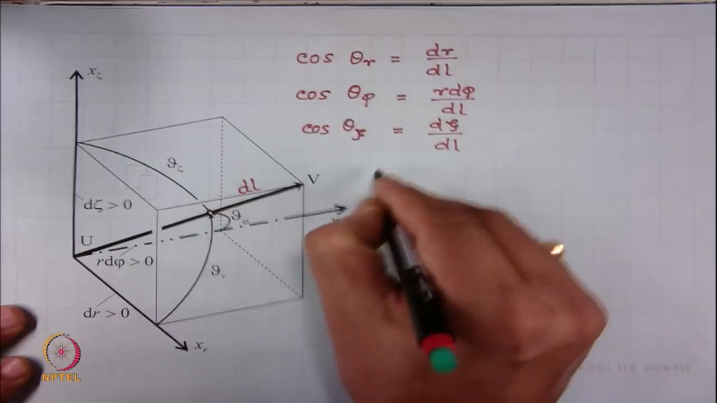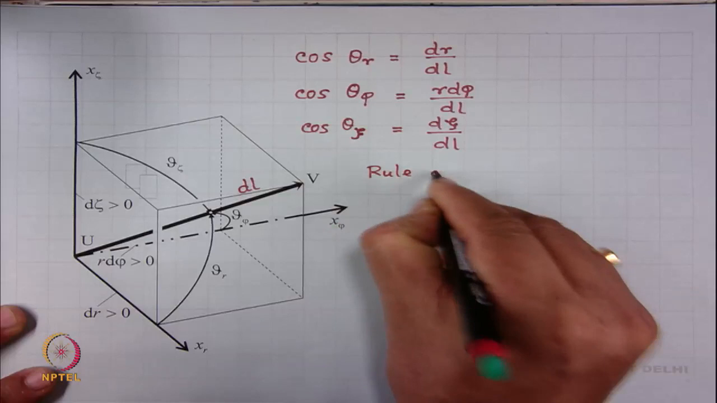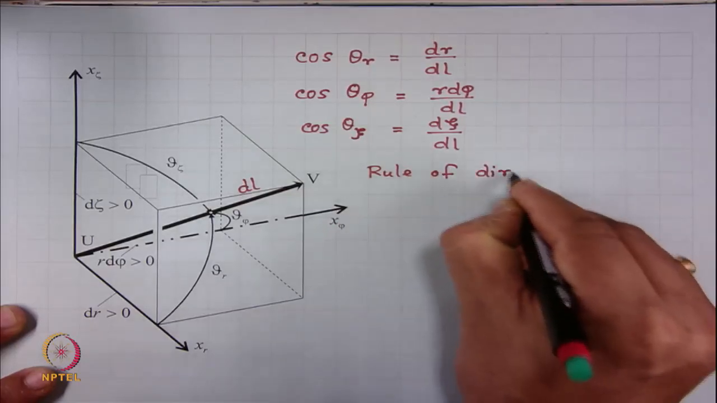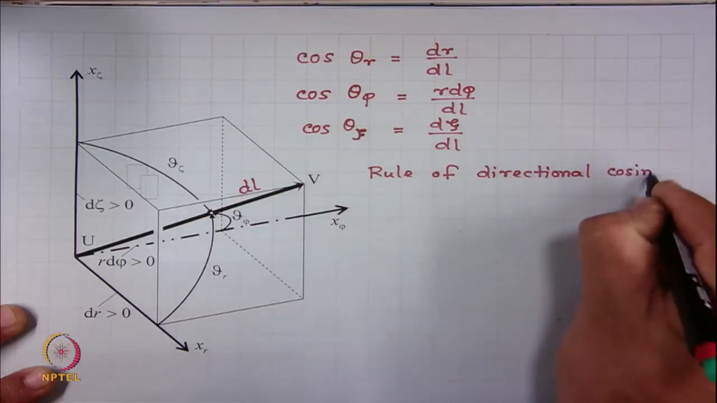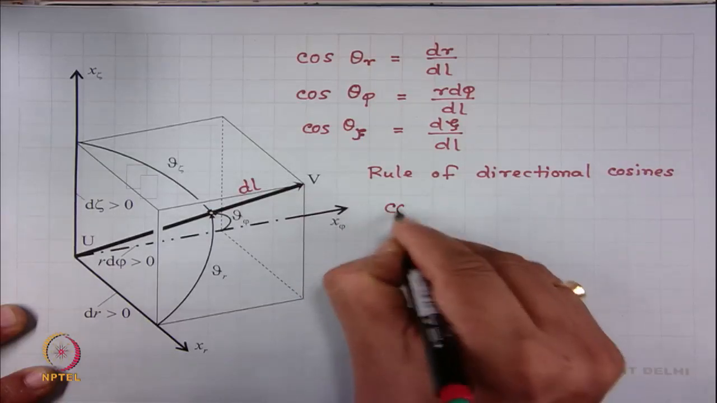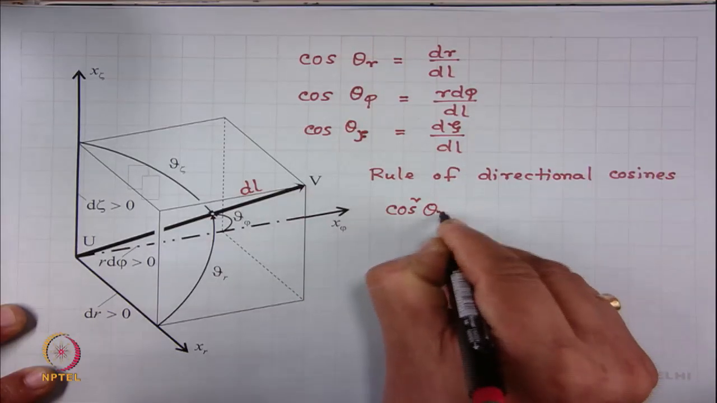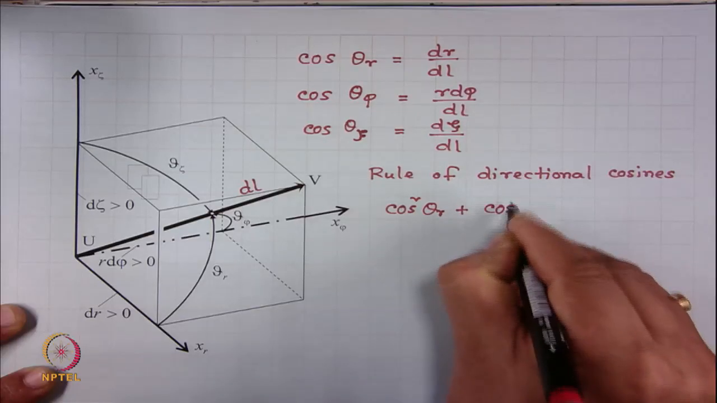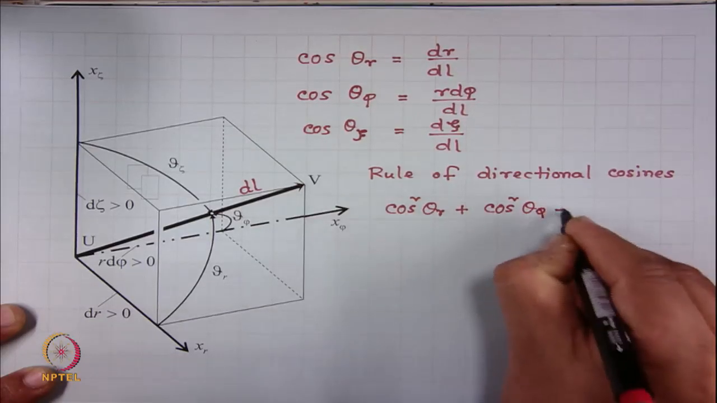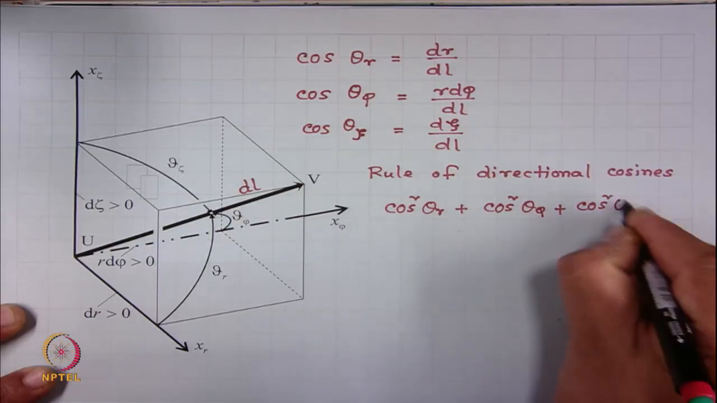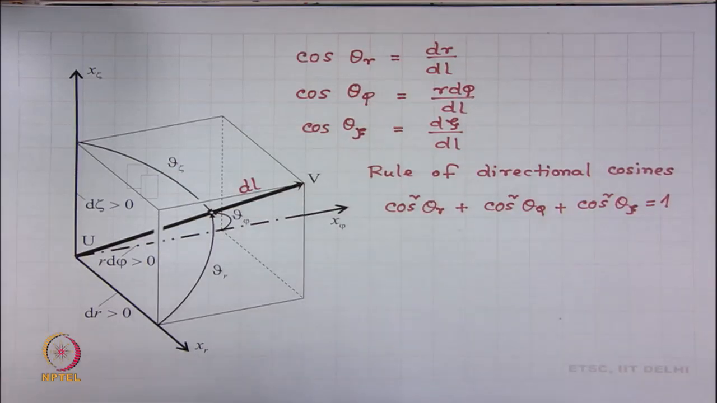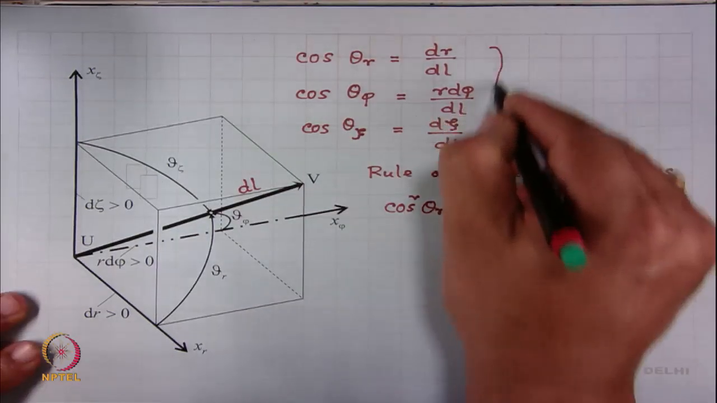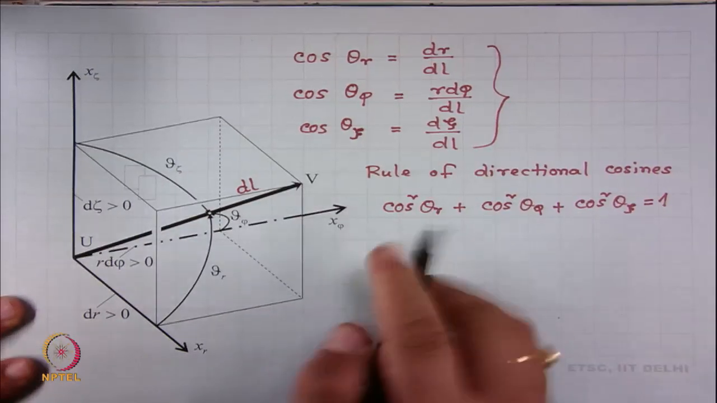Now, if we use the rule of directional cosines, what is that rule? That rule is cos square theta r plus cos square theta phi plus cos square theta zeta is equal to 1. So, this is the rule of directional cosines. If we substitute these 3 expressions here, then what do we obtain?